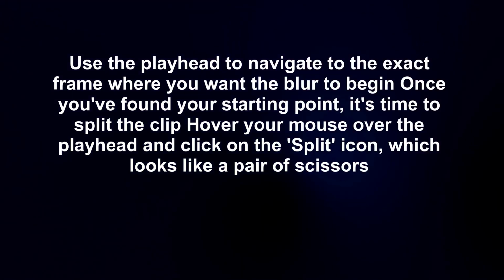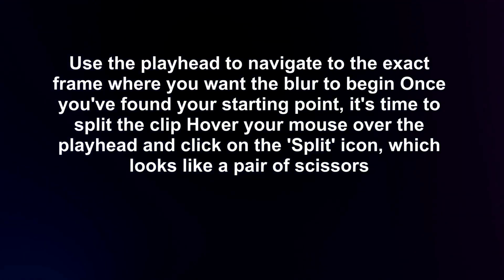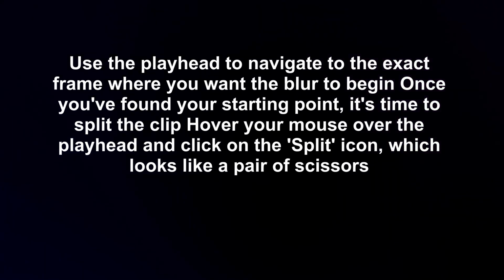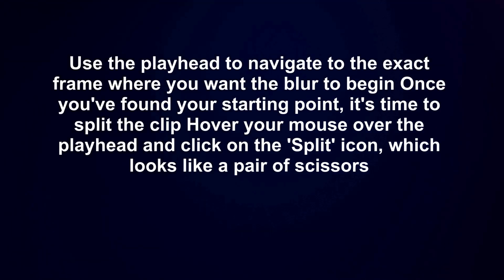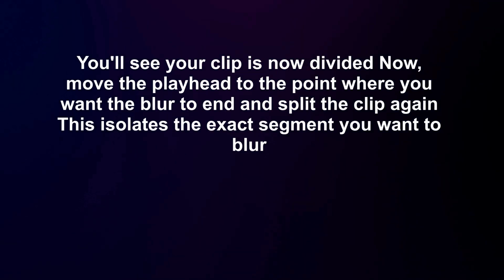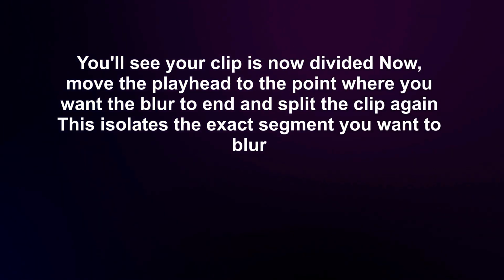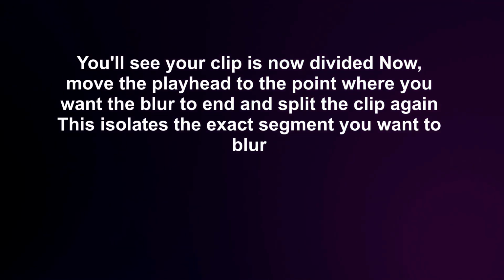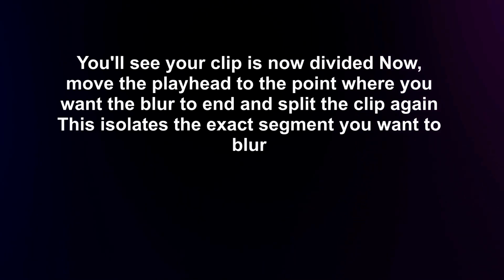Once you've found your starting point, it's time to split the clip. Hover your mouse over the playhead and click on the split icon, which looks like a pair of scissors. You'll see your clip is now divided. Now, move the playhead to the point where you want the blur to end and split the clip again. This isolates the exact segment you want to blur.